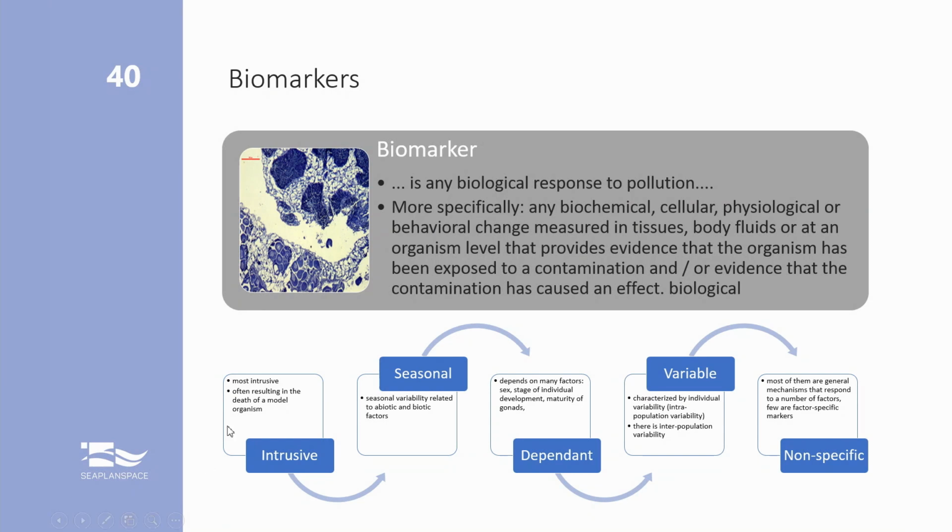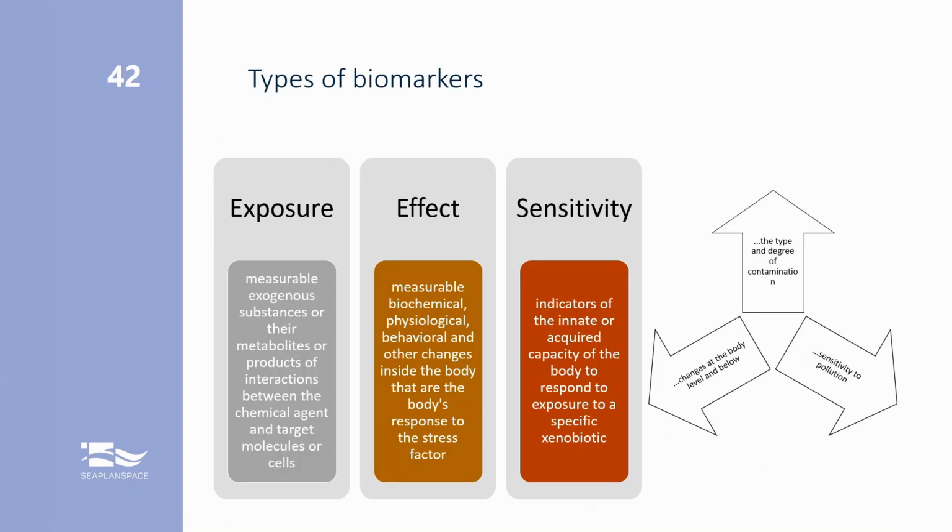Biomarkers also have some weaknesses. They are intrusive. That means that often we need to kill an individual to actually measure something. They respond seasonally, so the values which we obtain in winter may not be the same as in summer. They can be dependent. They, for example, are closely related to the sex of individuals, and they can also be variable. That's why we always have to be careful what and how we are measuring.